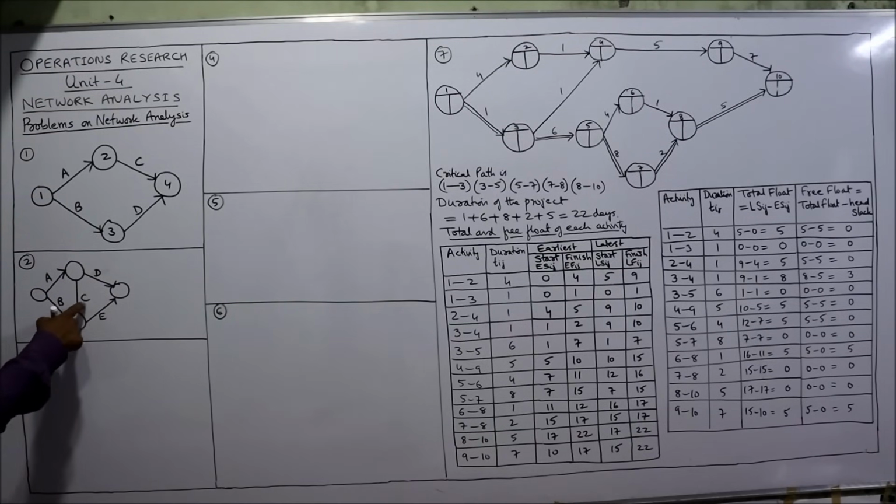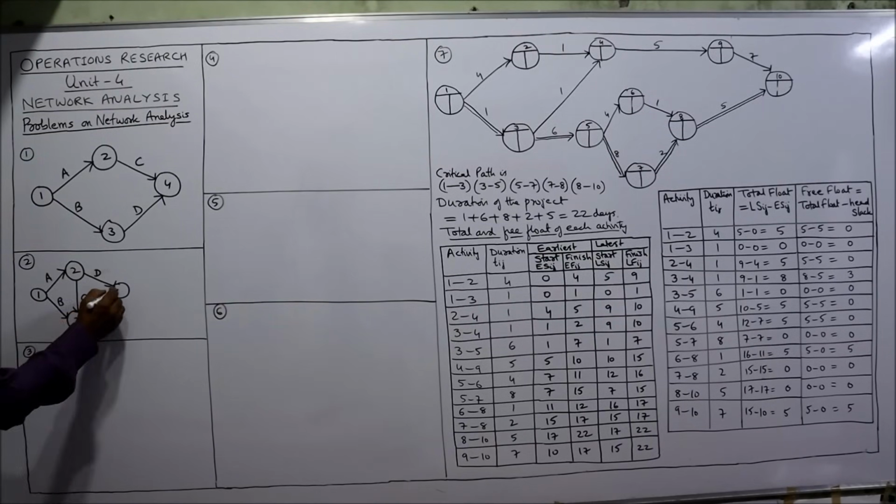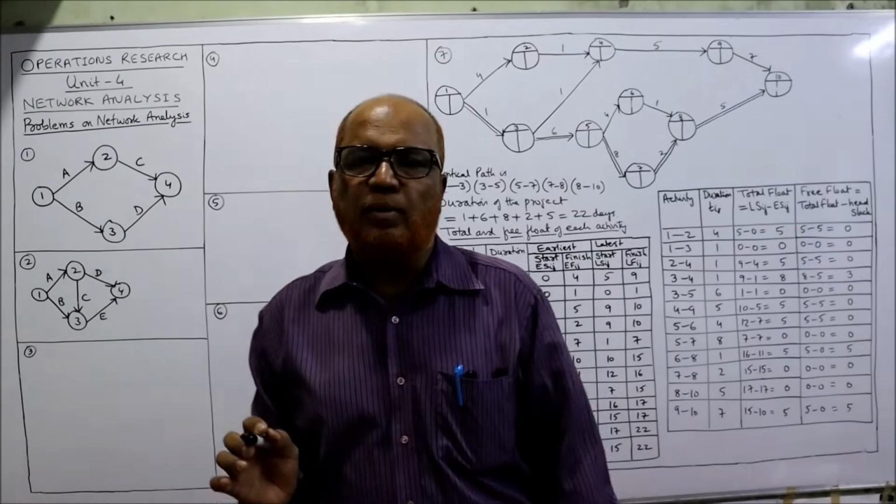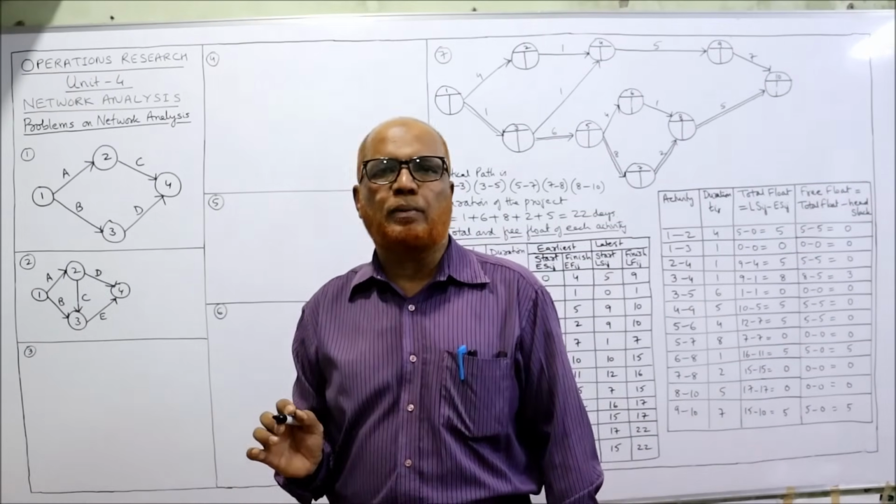Why? Because B and C are the predecessors for activity E. So activity E should be done after completing B and C. So B and C are merged here. So the numbering is 1, 2, 3 and 4. That's it. This is the end of problem number 2. Two problems I have completed.